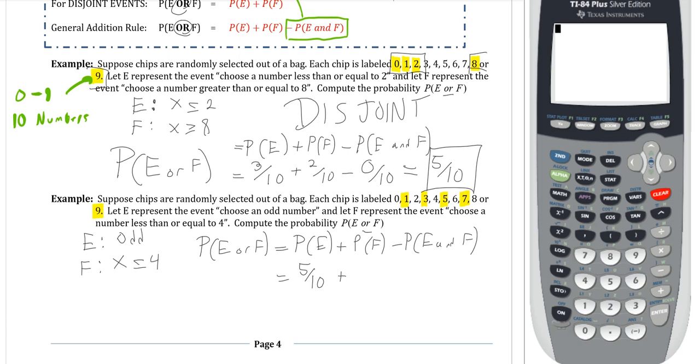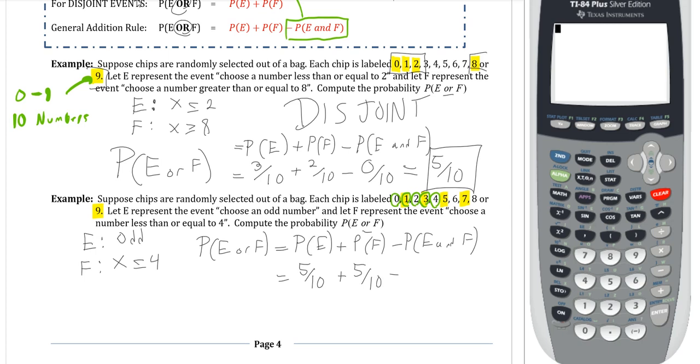Probability of F, I will circle in green. Probability of F is a number less than or equal to 4, so that would be the numbers 0, 1, 2, 3, and 4. I have circled 5 numbers, so the probability of less than or equal to 4 is 5 out of 10.